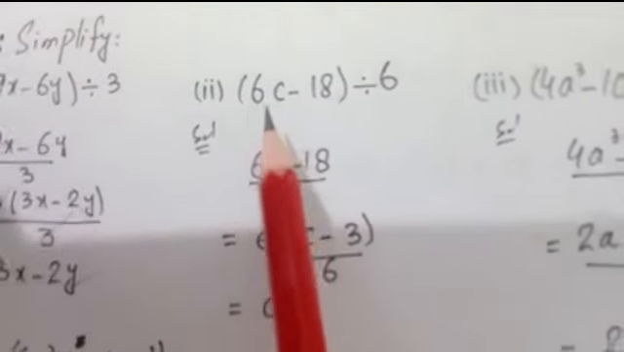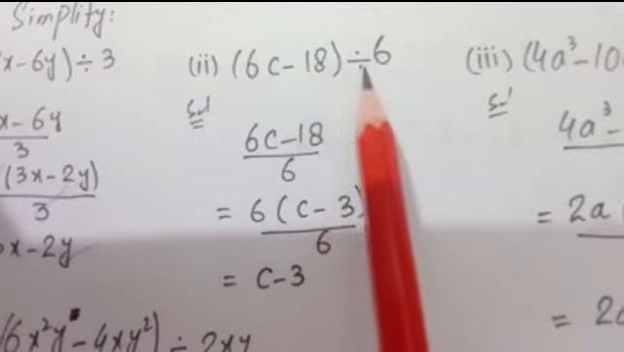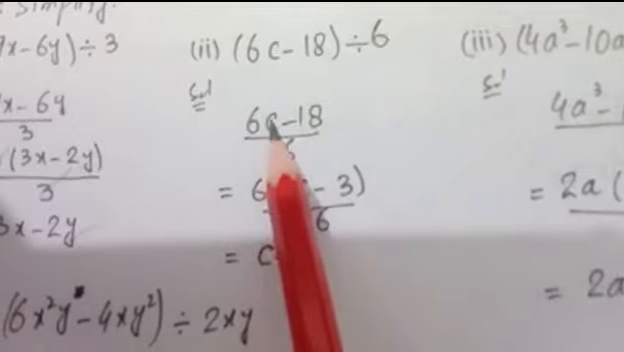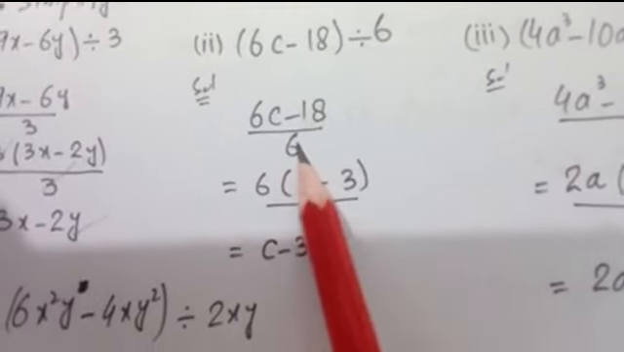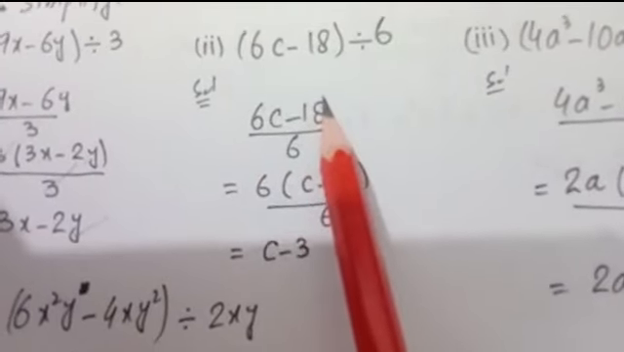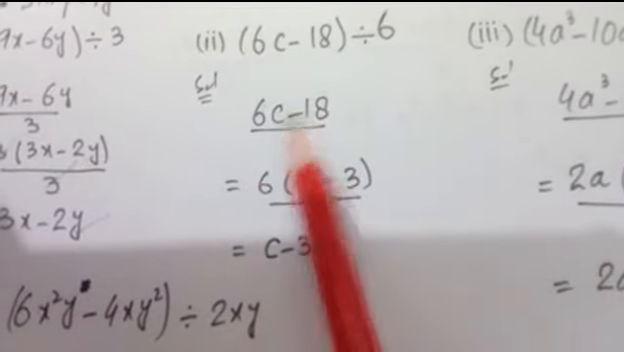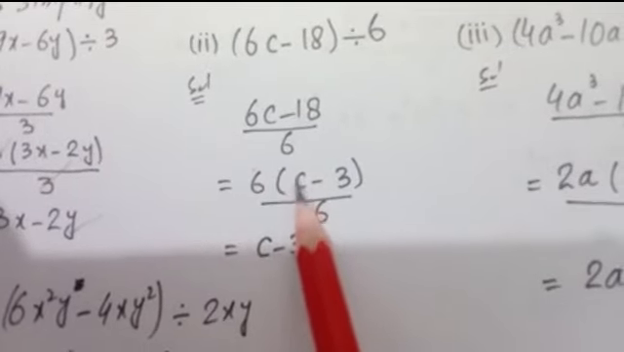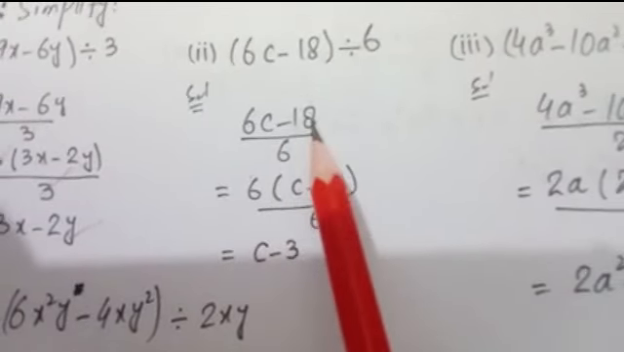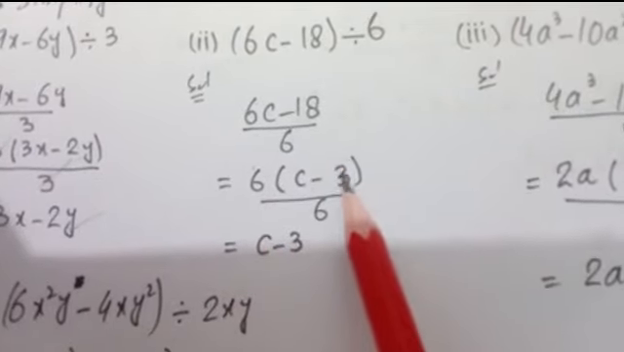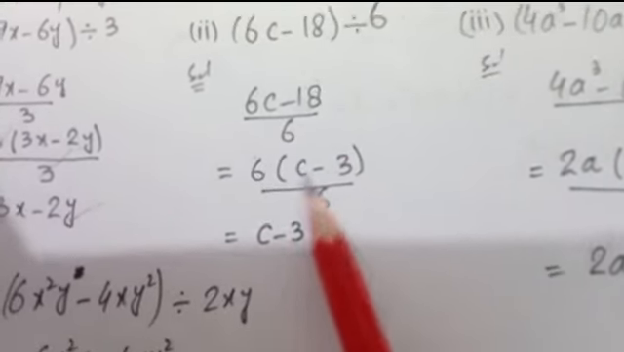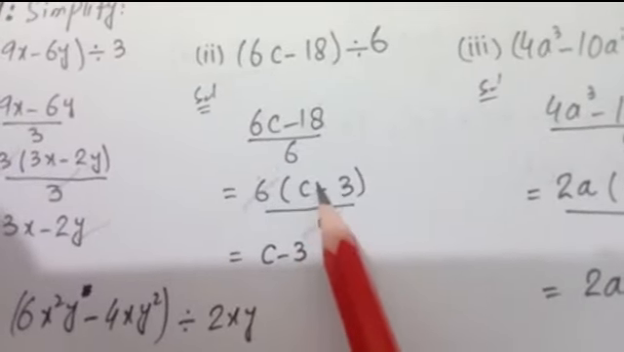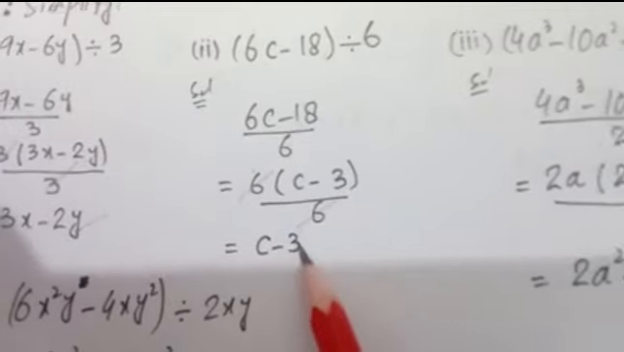Now in the second part, 6c minus 18 divided by 6. Write this division in fractional form. Take the common factor of these terms. The common factor of 6 and 18 is 6. So take 6 common and there will be just c, and from 18 we have taken common 6, so we are left with 3, 6 3s are 18. Now this 6 will be cancelled by this 6 and we are left with c minus 3. That is the required answer.